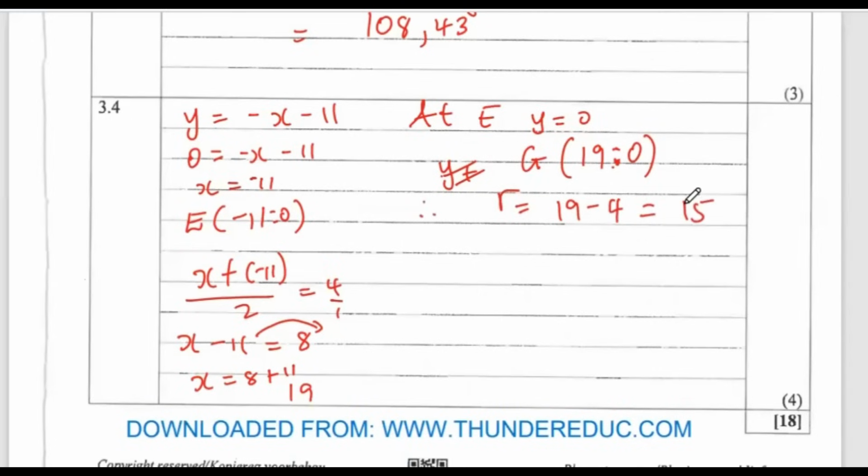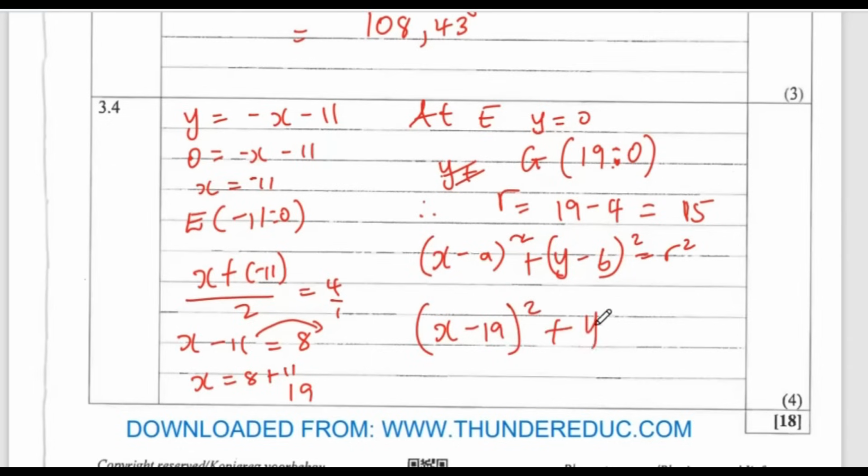So for as long as the distances are either on the x-axis or the y-axis, we don't need to use the distance formula. Just subtract those values. For as long as the y values or the x values are the same, just subtract the small one from the big one. So from the equation of the circle, x minus a squared plus y minus b squared must be equal to r squared. I'll substitute: that's going to be x minus 19 squared plus y minus 0, which is y, so y squared is equal to my radius 15 squared. That's going to be 225.